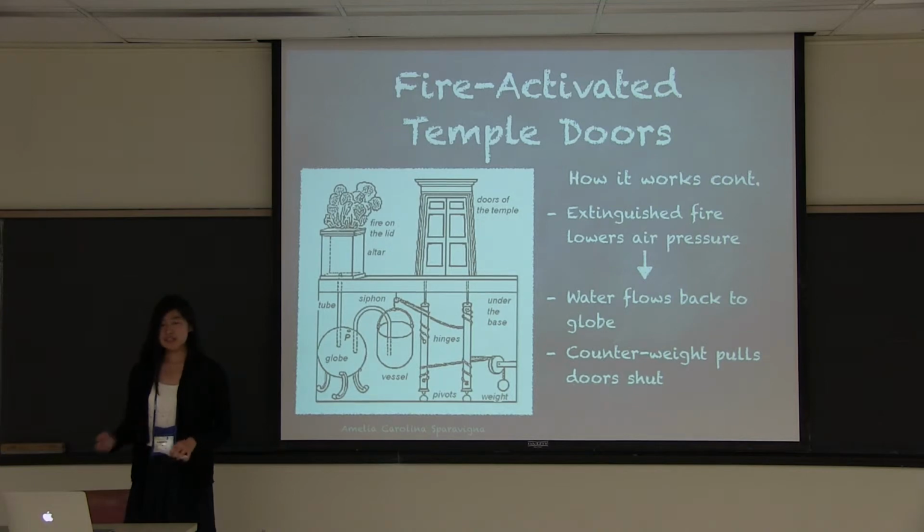And to close it, you would extinguish the fire, the air pressure would drop in both the altar and the globe, and the water would flow back from the vessel into the globe, and a counterweight would pull the doors shut.